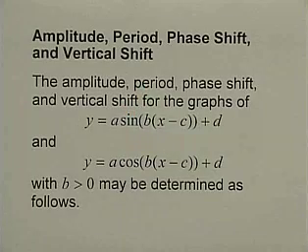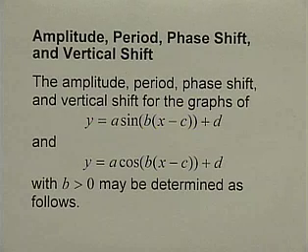Let's talk about amplitude, period, phase shift, and vertical shift in general. The amplitude, period, phase shift, and vertical shift for the graphs of y is equal to a sine of the quantity b times the group x minus c, plus d, and y is equal to a cosine of the quantity b times the group x minus c, plus d, with b greater than 0, may be determined as follows.